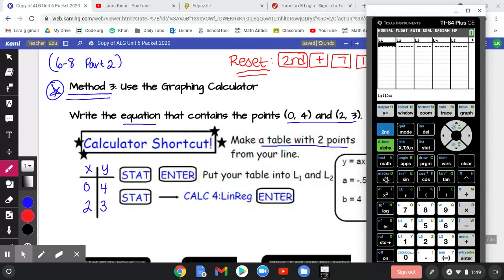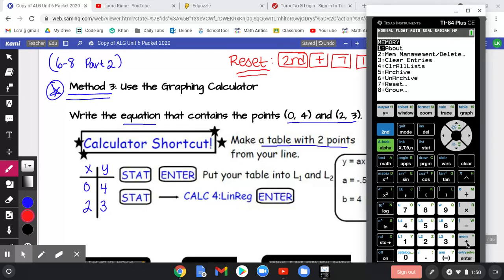Second plus, which is clearing the memory. We're going to choose 7, which is reset. 1, 2. All right, so that way, if for some reason your list got deleted in stat, it won't cause you any trouble. You've got it all back. So let's go back to this.